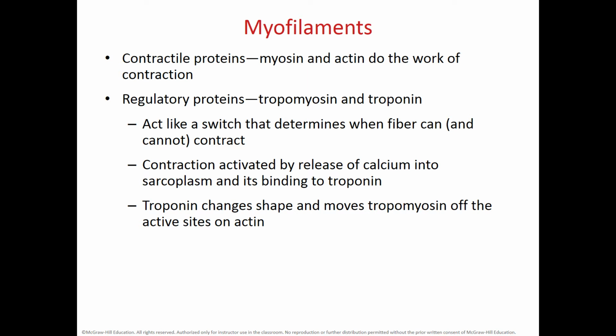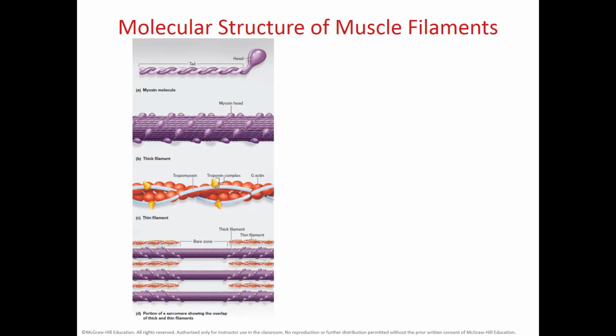So while calcium is necessary for contraction or shortening of our muscles, ATP is necessary for the relaxation of our muscles so that they can return to their original length, which was longer than before contraction. So this is how the structure of the different filaments looks like.